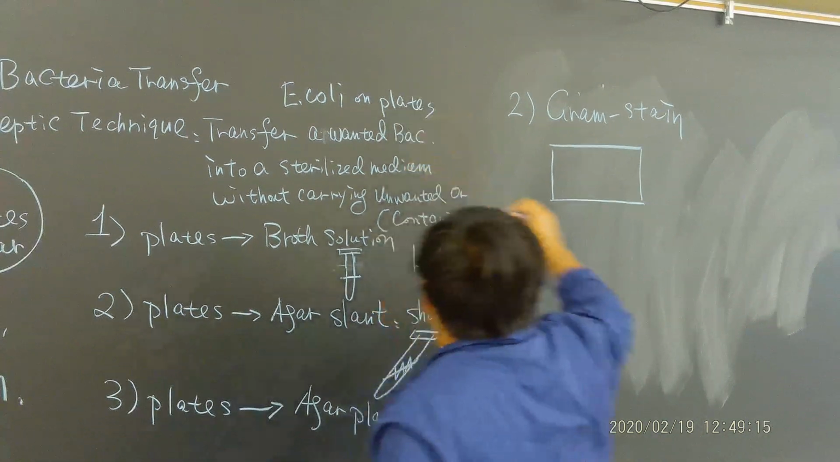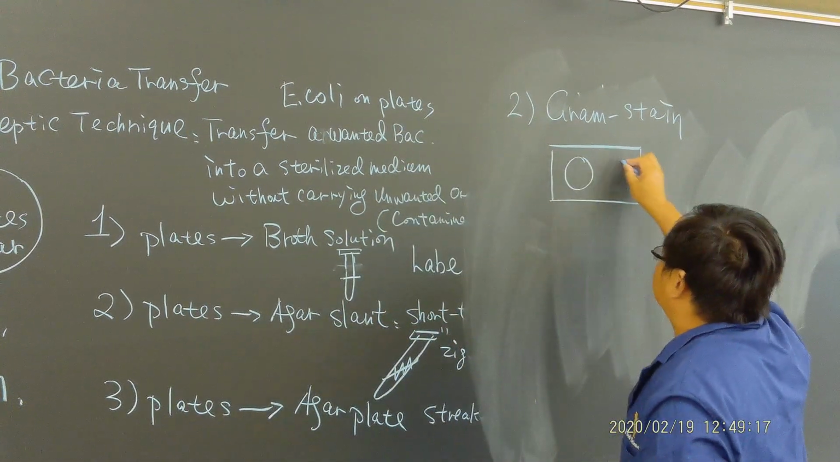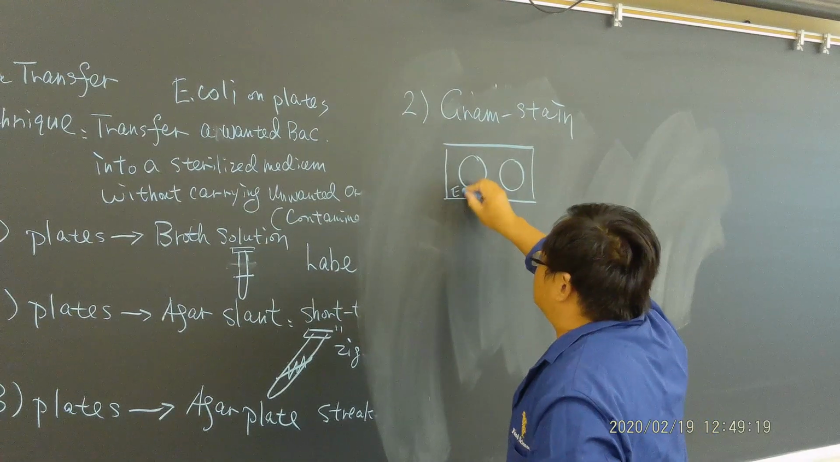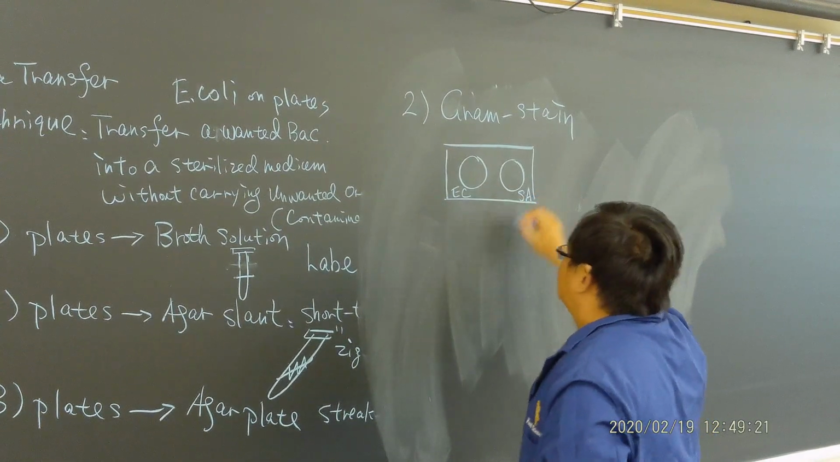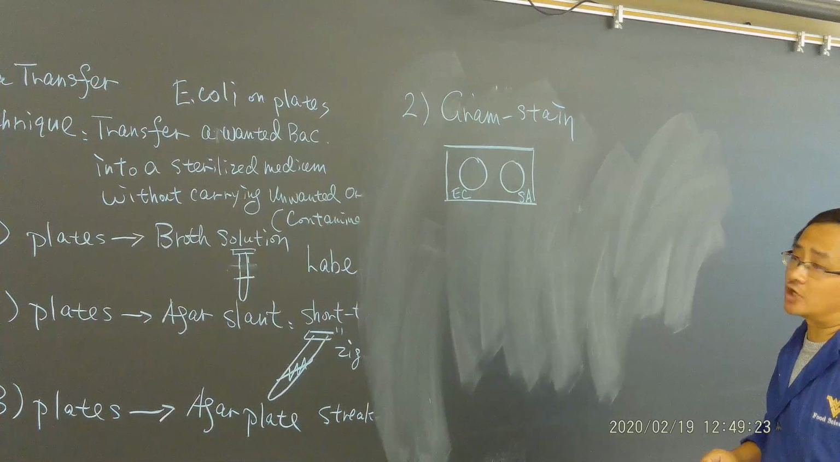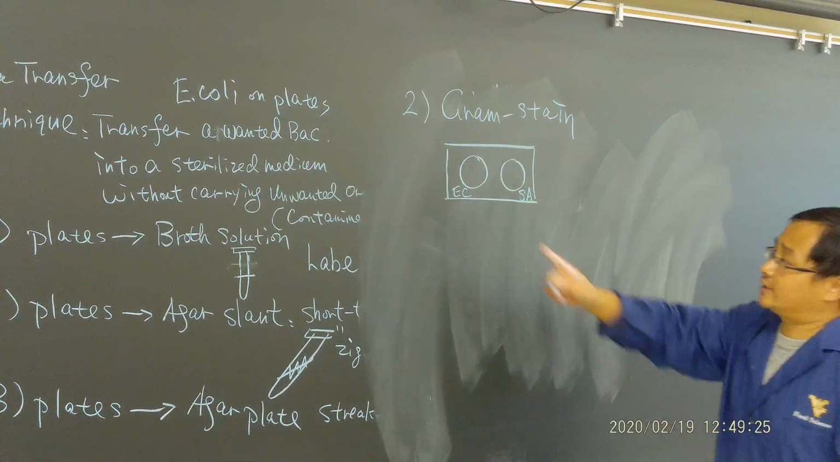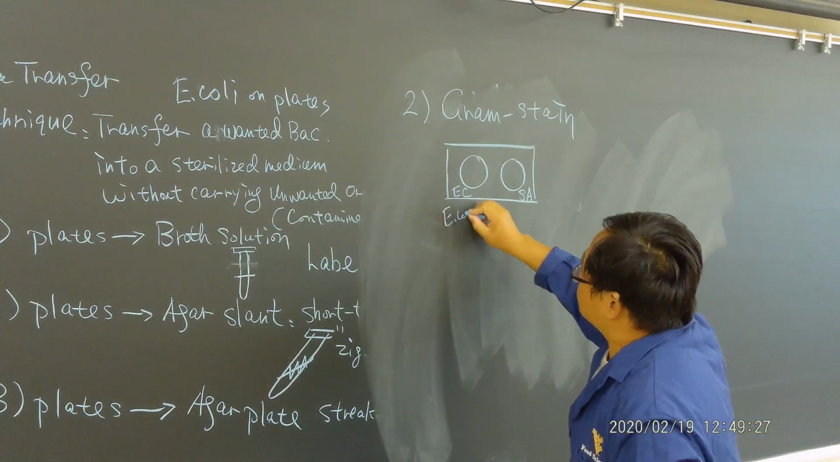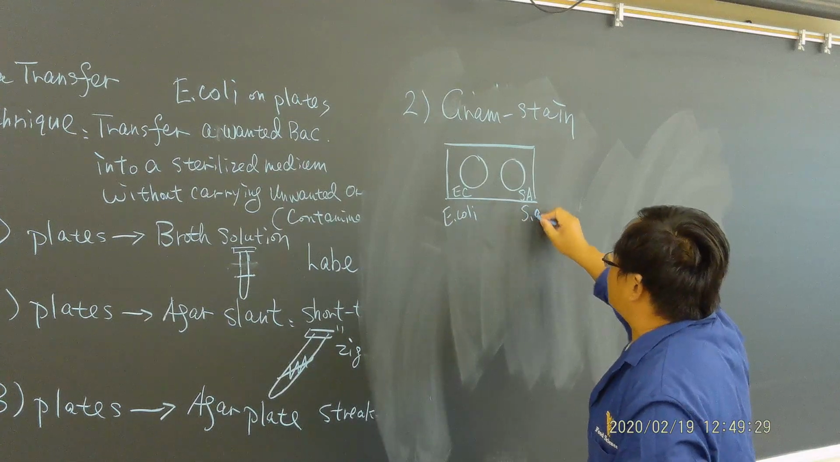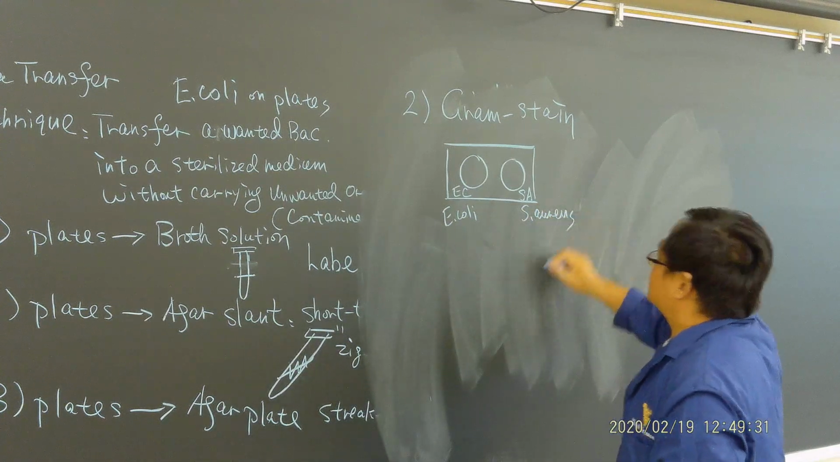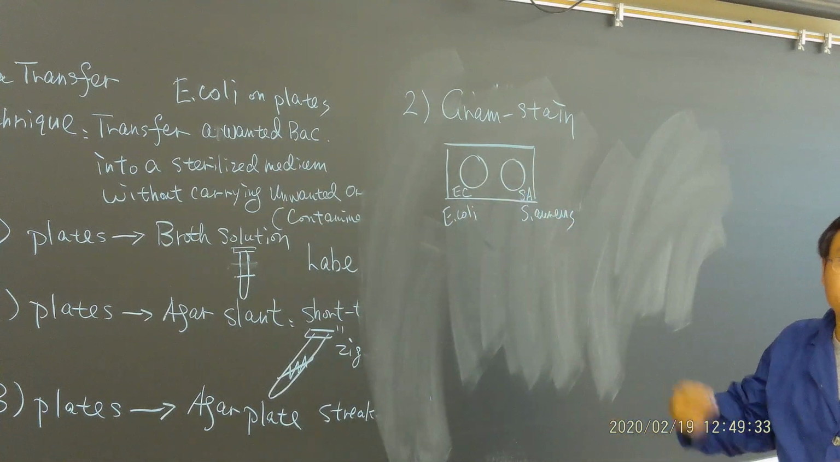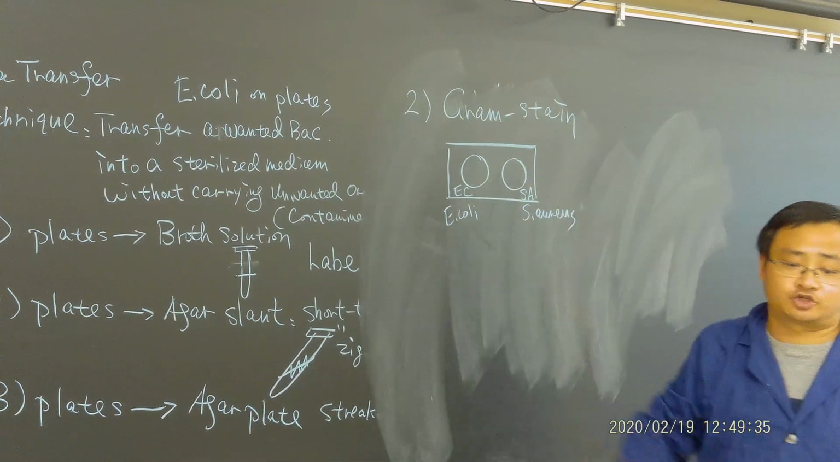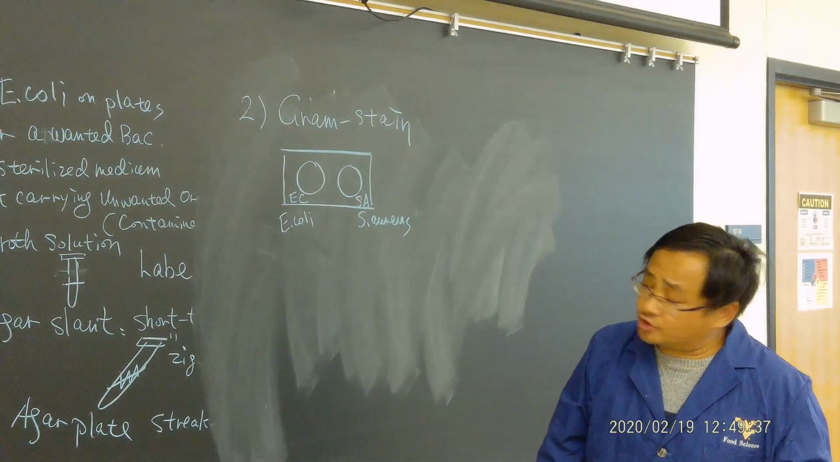Here you're going to draw two circles. EC is E. coli, and SA is Staphylococcus aureus. That's E. coli, and this is Staphylococcus aureus. Then you flip it over. Remember, we have to flip it over, or the dye will damage the lens.